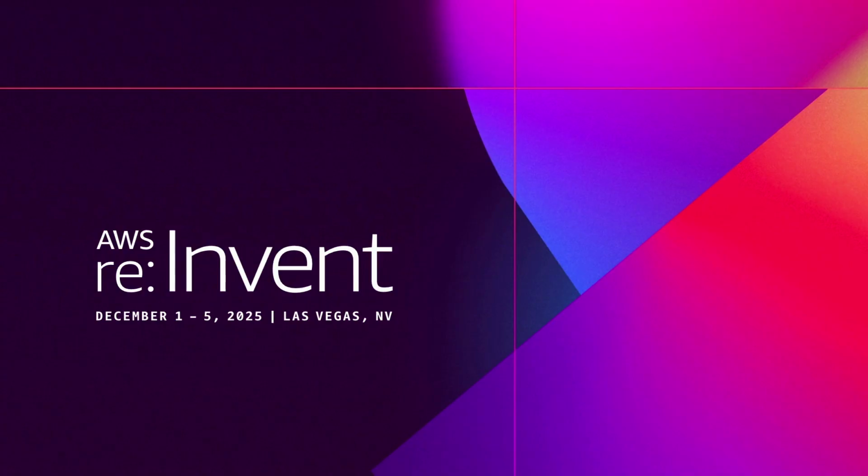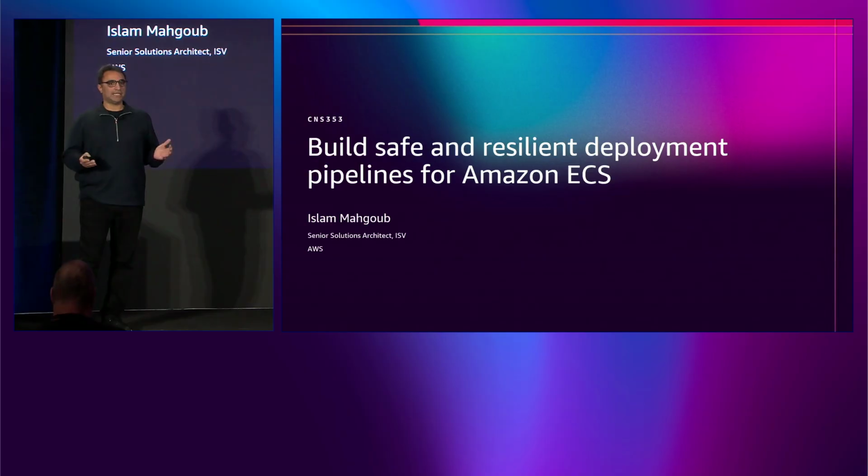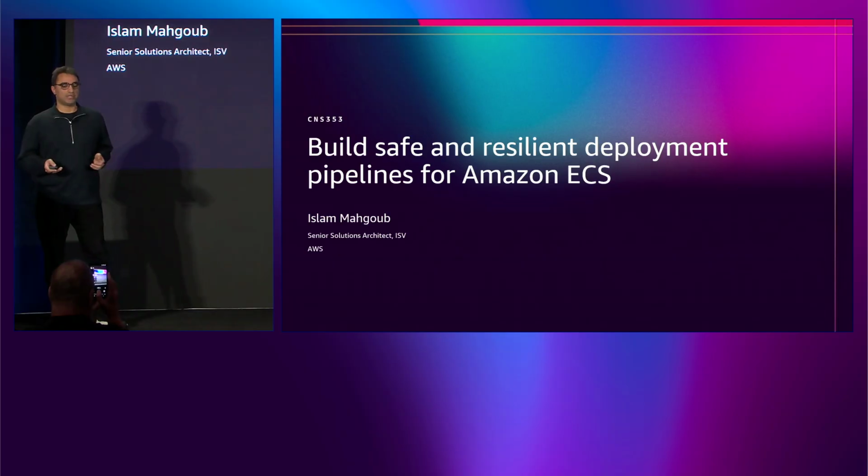In this session, we are going to talk about the different deployment strategies that you can use with Amazon ECS to implement safe and resilient deployment pipelines. And we are going to see these different strategies and how you can use them to address these resiliency requirements.